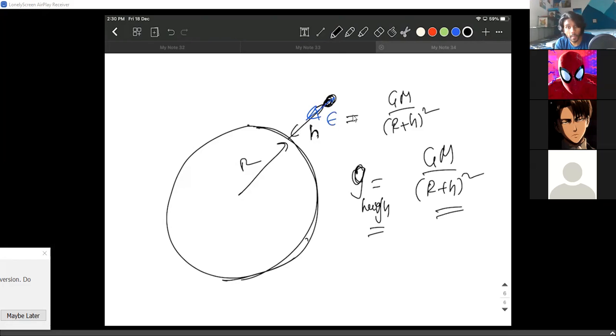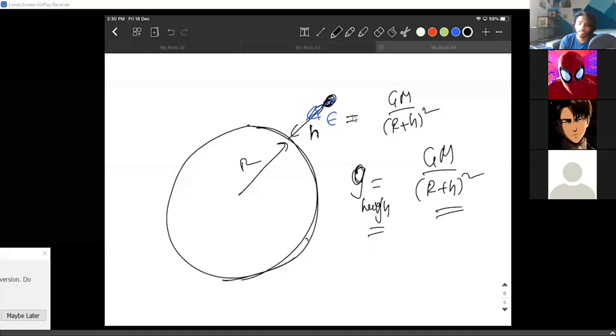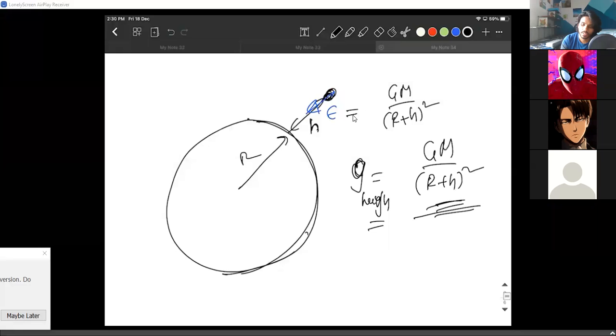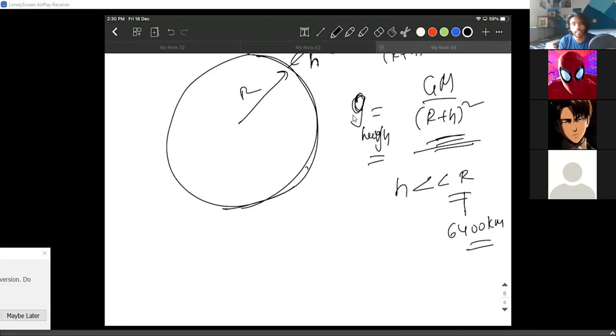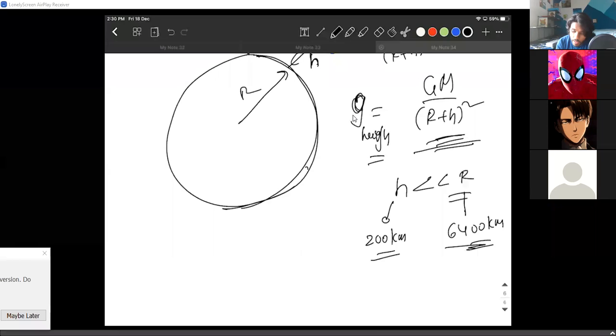But some people tend to approximate it, taking that h is very, very small compared to the radius. Let us say the radius of Earth is 6,400 kilometers, right? Let us say I only went up to a height of 200 kilometers. 200 kilometers is very, very high, but let us say I went up to 200 kilometers. Compared to this value, this is very small.